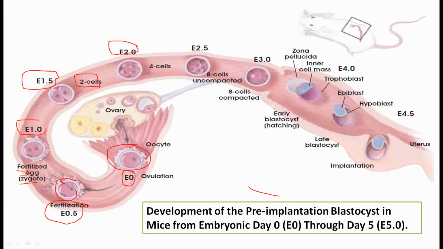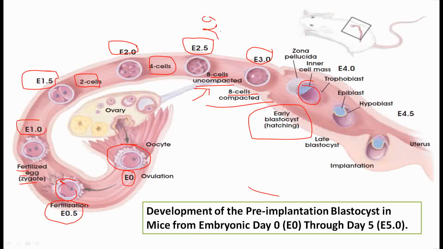At day 2, a four-celled structure is formed. At day 2.5, that is 2 days plus half, 8 cells, uncompacted. This is the uncompacted morula. And on day 3, there is the compacted morula. Here comes the stage of blastocyst. This is the early blastocyst and it is also known as hatching. You can see here the zona pellucida. This is the inner cell mass and trophoblast. This formation is at day 4.